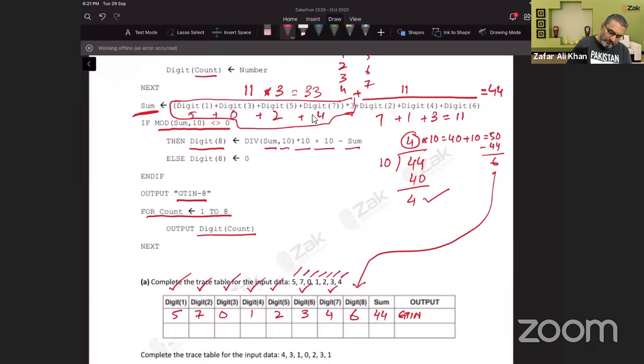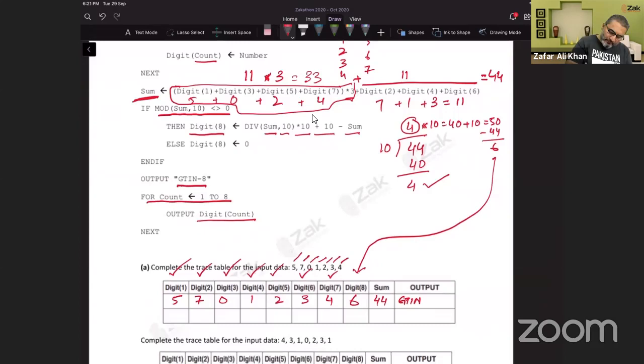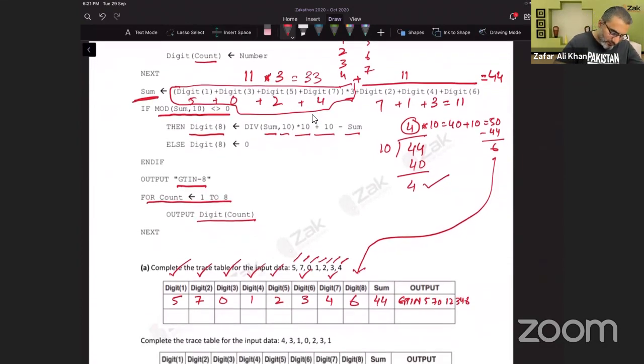Output digit count. So which digit is this? 5, 5, 7, 0, 1, 2, 3, 4, and 6. So this is your answer. GTIN dash 8. Sorry, this is not completed. Let me write it properly.